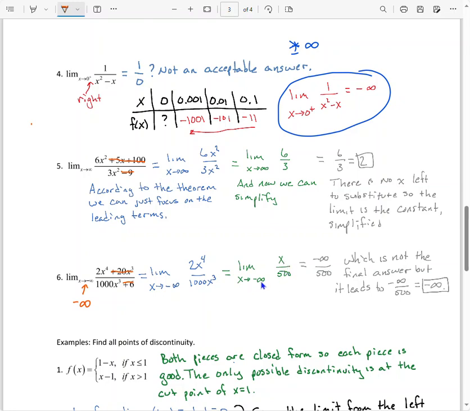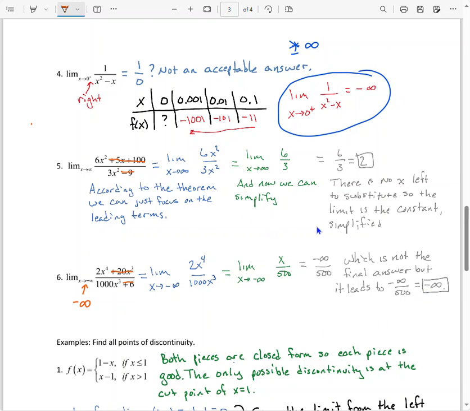Now, as x goes to negative infinity, this x is going to go to negative infinity. Negative infinity over 500 is not an answer. But it does tell us a really large negative number, negative 5 billion, divided by 500. We do know that it's going to end up being negative. And we know if the numerator keeps getting larger, denominator stays stable, the whole fraction is going to keep getting bigger. So bigger, but in a negative way.